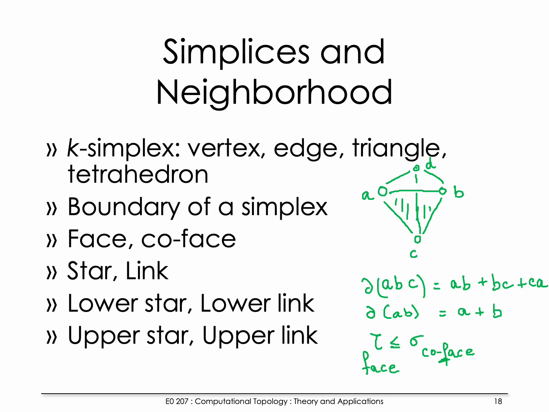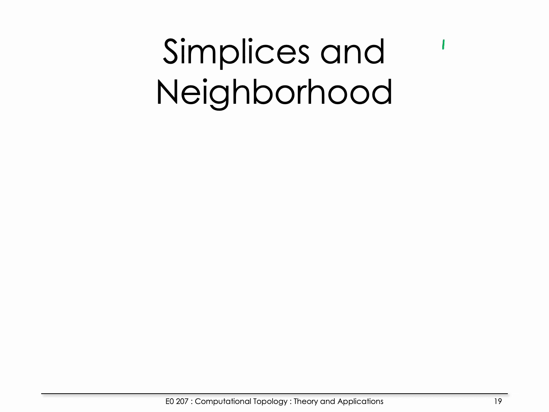Let's now move on to the notions of neighborhood of a vertex. These notions work for all simplices, but we will focus on the neighborhood of a vertex because that's what we will need for this lecture. The definitions that we are going to see here extend to neighborhoods of other simplices as well. So we will talk about the neighborhood and define the star and link. Let's consider a vertex V.